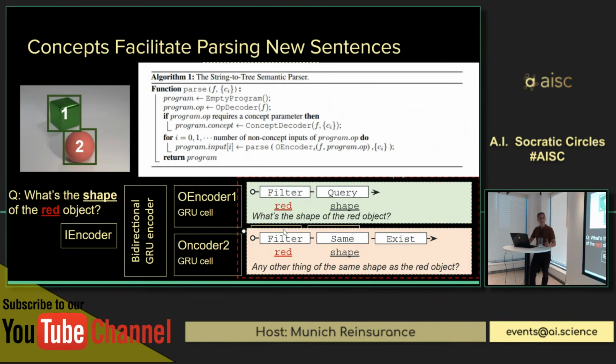So the semantic parser adopts an encoder-decoder architecture, which contains 4 neural modules. A bidirectional GRU module, the input encoder, encodes the input question into a fixed-length embedding. An operation decoder, the opdecoder, determines the operation tokens, such as filter, in the program based on the sentence embedding. The concept decoder selects concepts that appear in the input question.